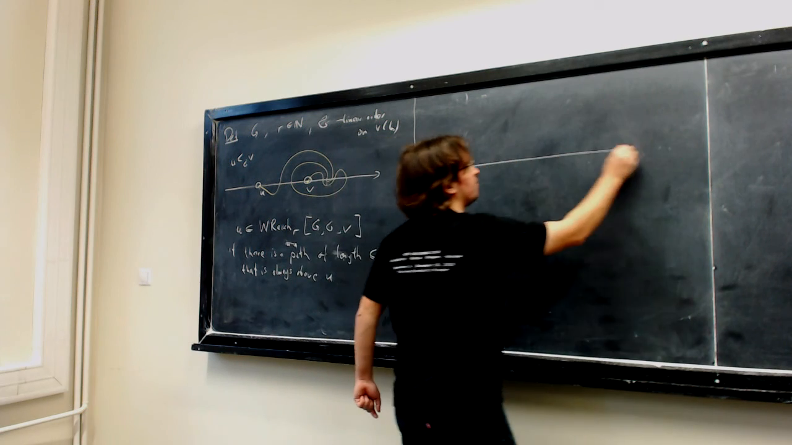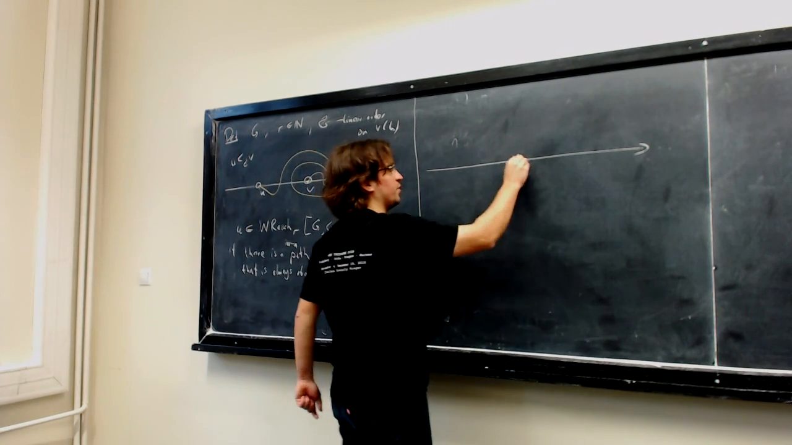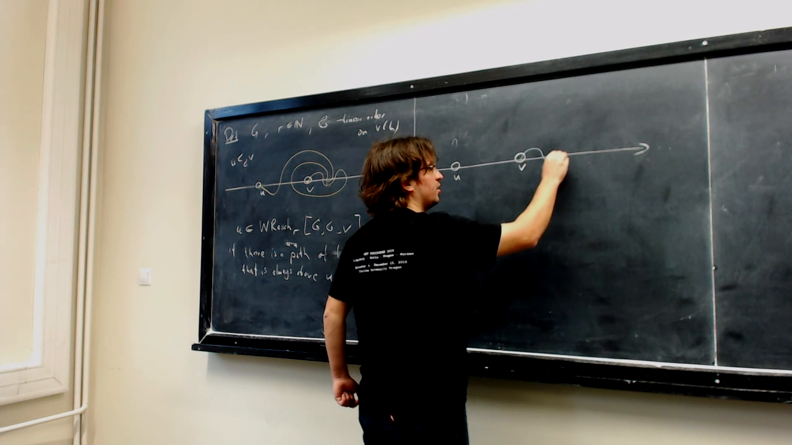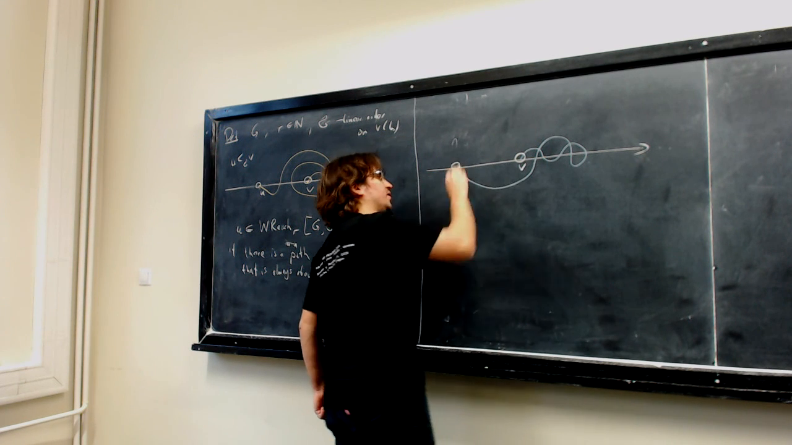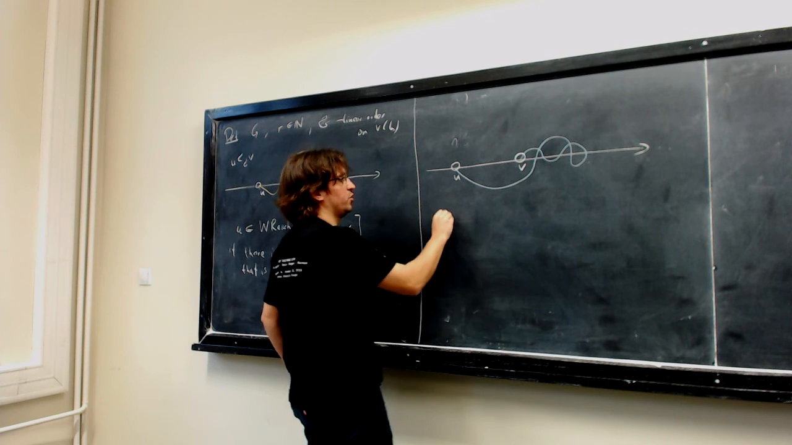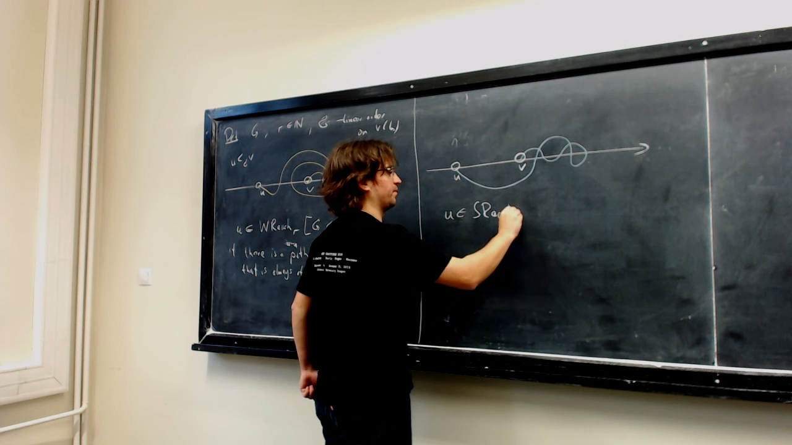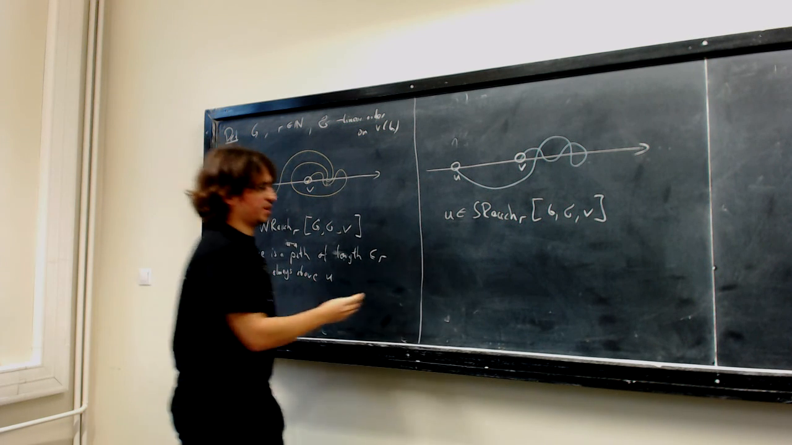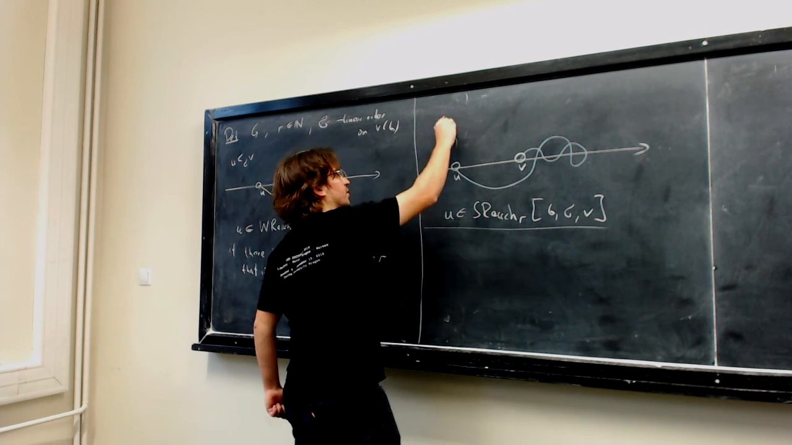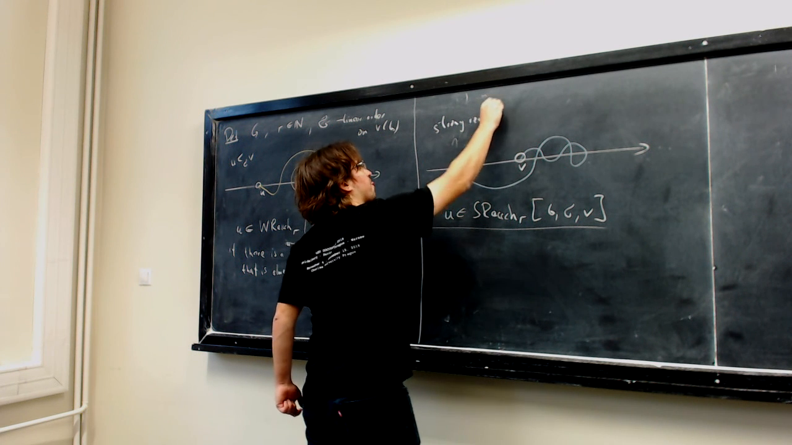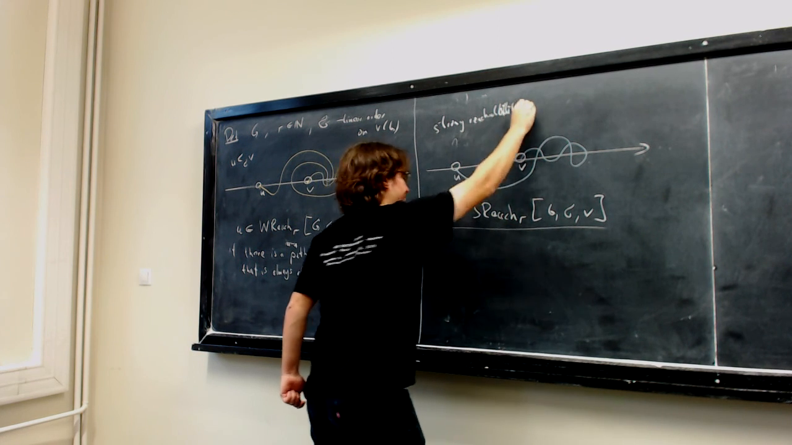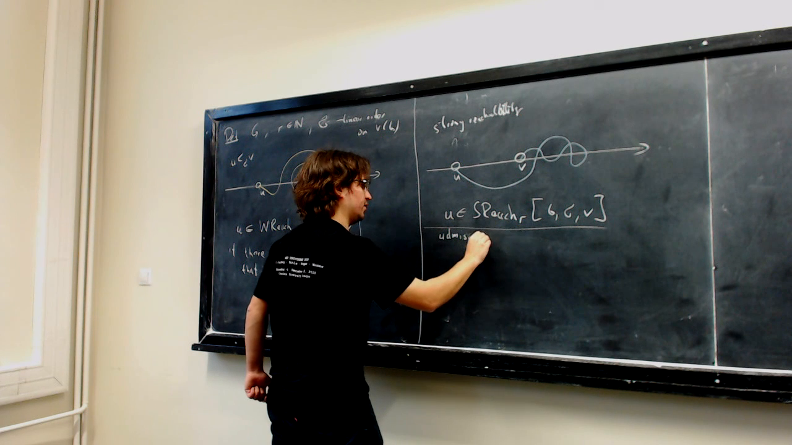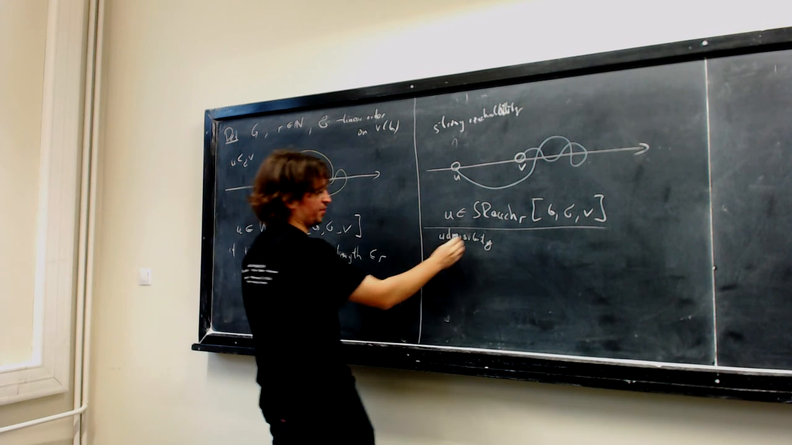For strong reachability, the path should behave like this: here is V, here is U, and the path starts in V, goes only above V, and then finally jumps to U. So here we say that U is in the strong reachability set at distance r. And finally we had this notion of admissibility, or distance r admissibility.